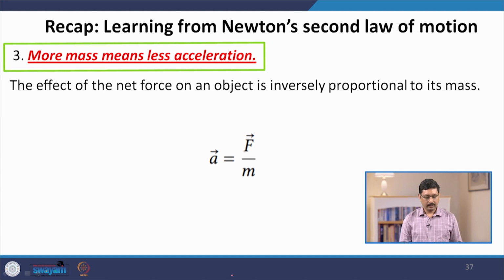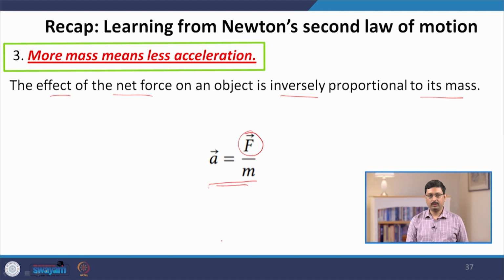The third message from Newton's second law is that more mass means less acceleration, which means that the effect of this net force on an object is inversely proportional to its mass. This is evident from this equation. If we write the acceleration as F divided by m, you can see that if you keep the same amount of force but increase the mass, then the acceleration caused will be less.